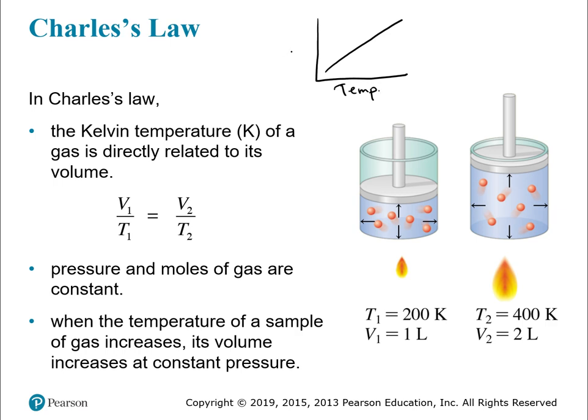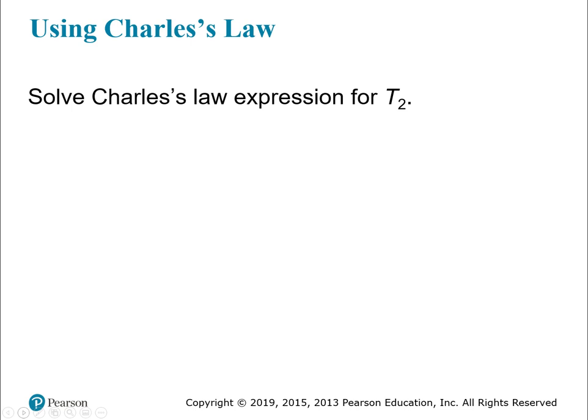We have temperature on one axis, volume on the other. Whatever happens to the temperature, the same thing happens to the volume. You increase the temperature, you increase the volume. But that is only if the pressure and the moles of the gas are kept constant. So Charles's law looks like that. We're saying V1 over T1 is equal to V2 over T2.